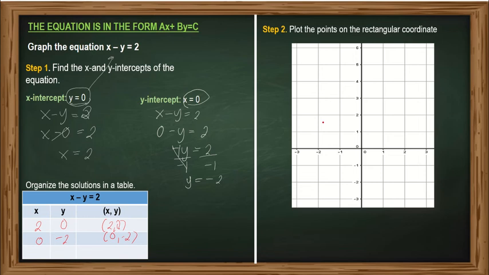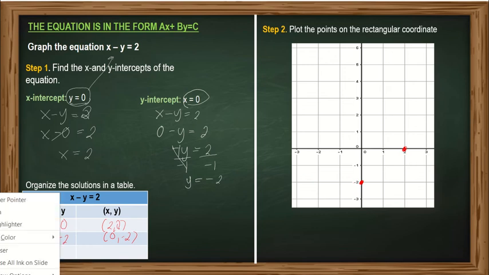Okay, so we have (2, 0) as the x-intercept, and we have (0, negative 2) as our y-intercept. Can we add more points again? Yes. If you don't want to make use of the x and y intercepts, then fine. Find another point.